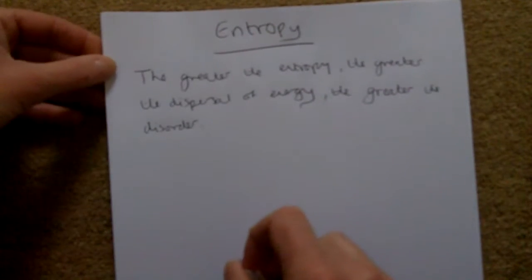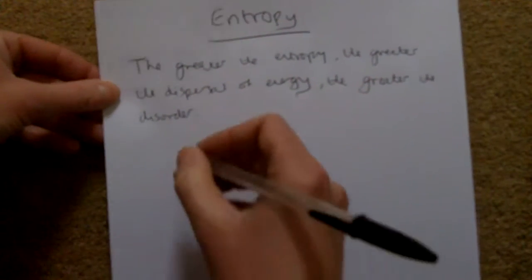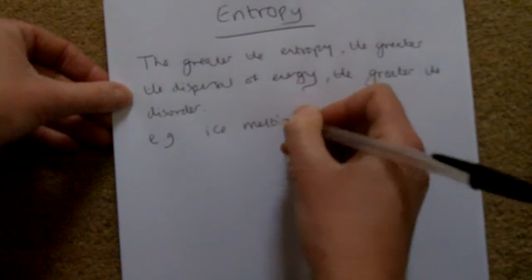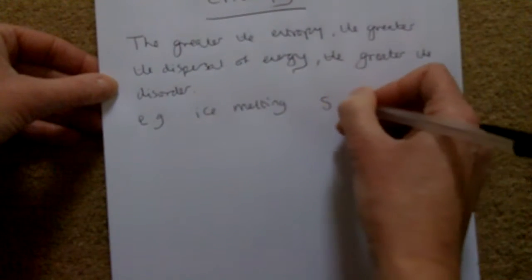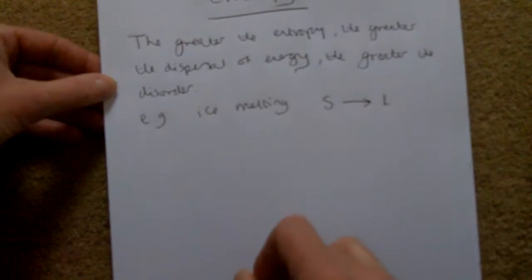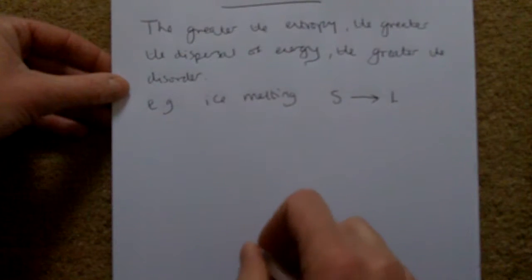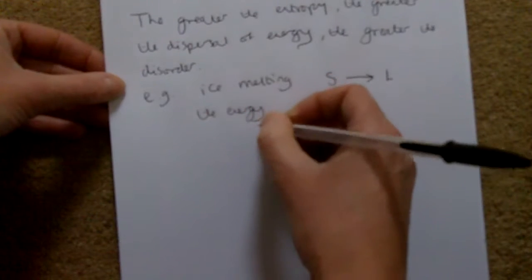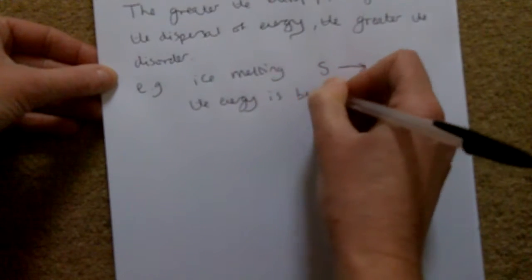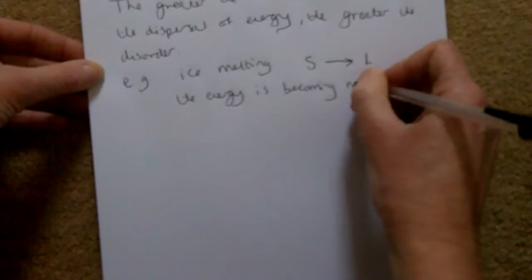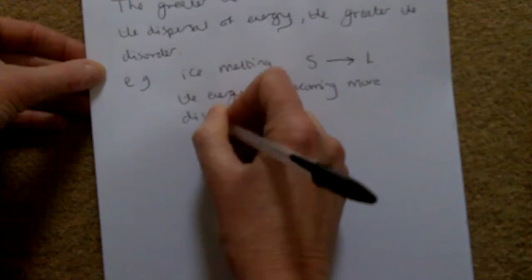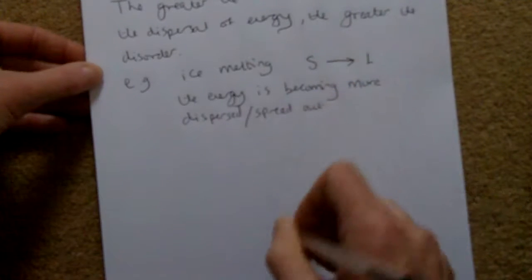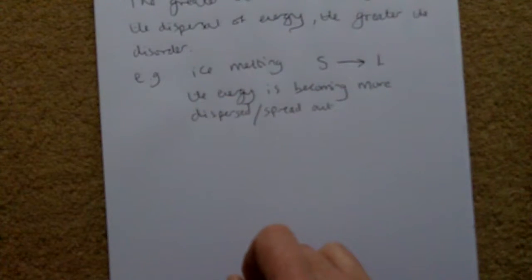Okay, so basically, if you have, for example, some ice melting, and you're going from solid ice to liquid water, when the ice melts, the energy is becoming more dispersed, which just means spread out. The energy becomes more dispersed, more spread out.